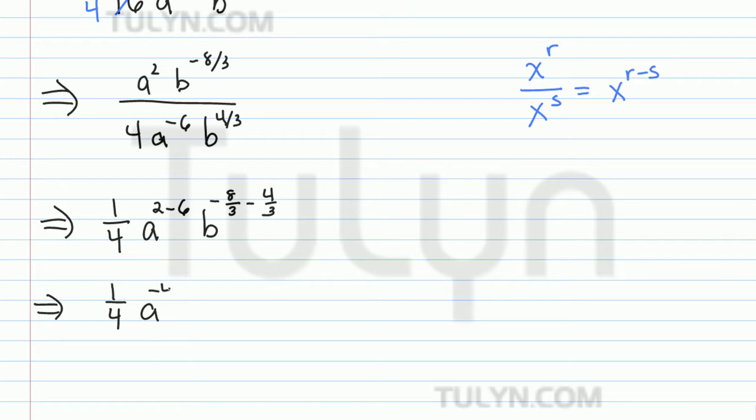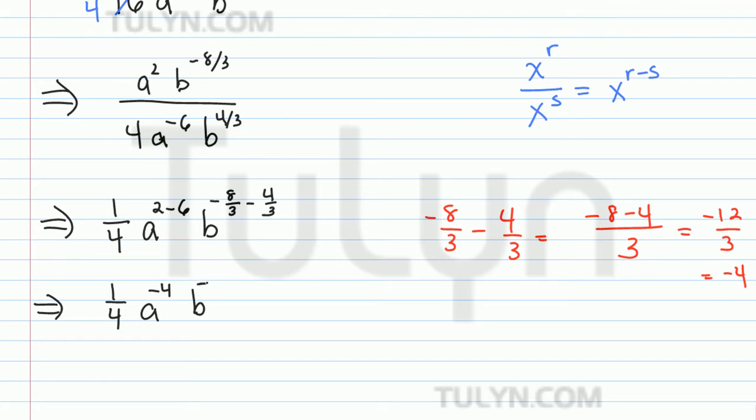So, simplifying, we get 1/4, a to the 2 minus 6, which is minus 4. And then b to the negative 8/3 minus 4/3. Since the denominators are the same, we can just combine. So it becomes minus 8 minus 4 over 3, which is minus 12 over 3, which simplifies to negative 4. That's nice. That didn't turn out as nasty as it looked. So this becomes b to the negative 4 as well.